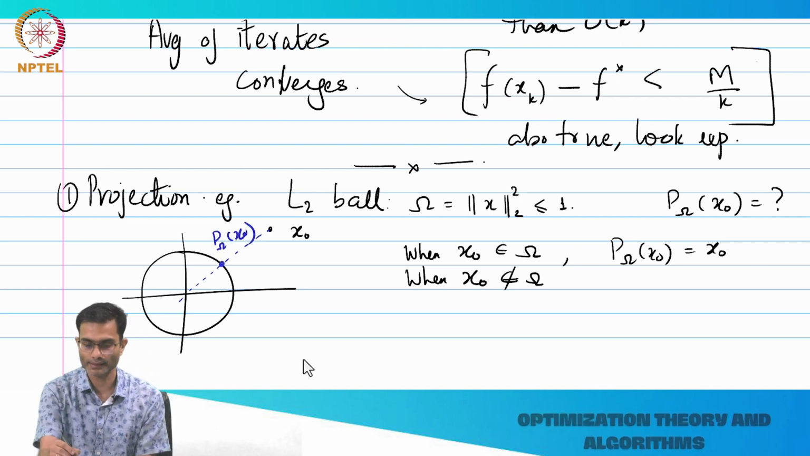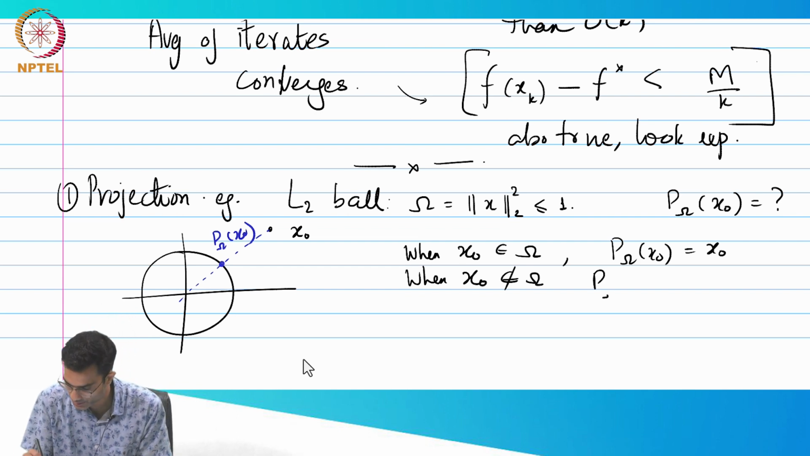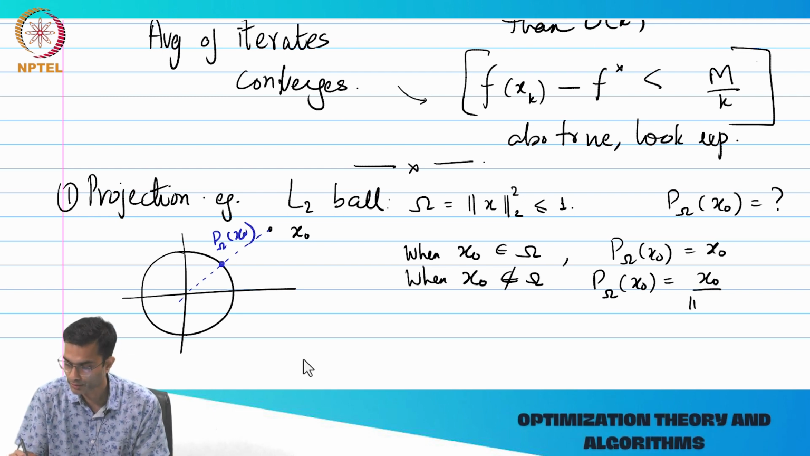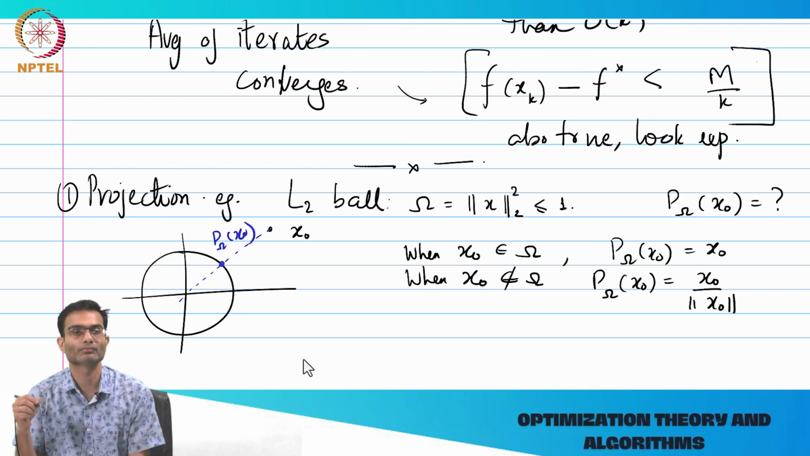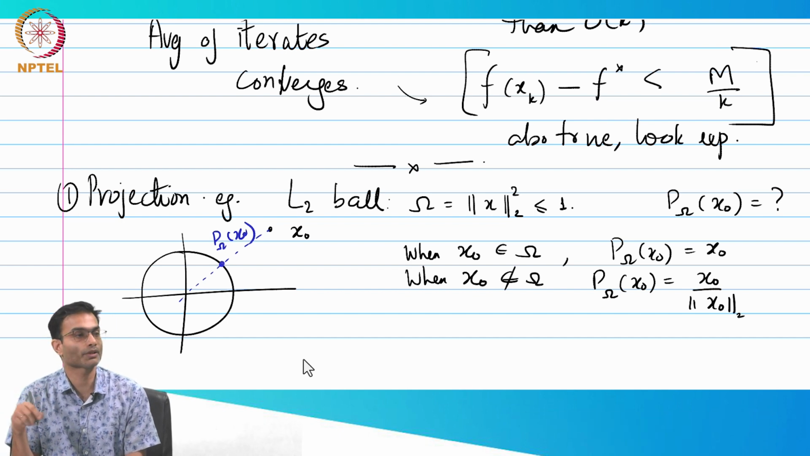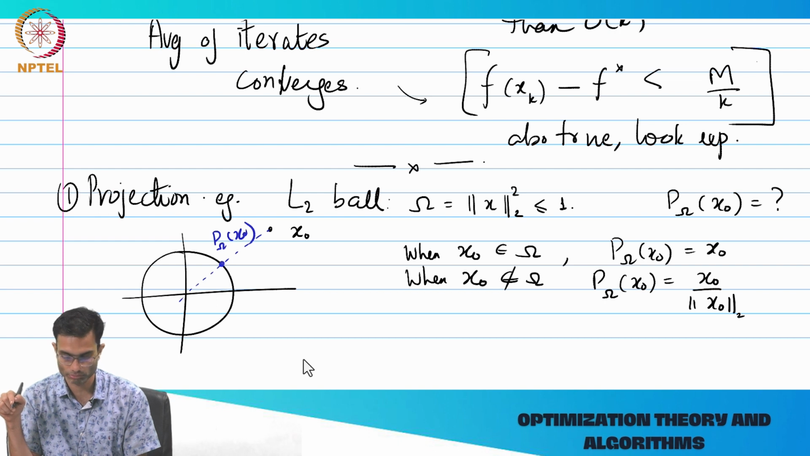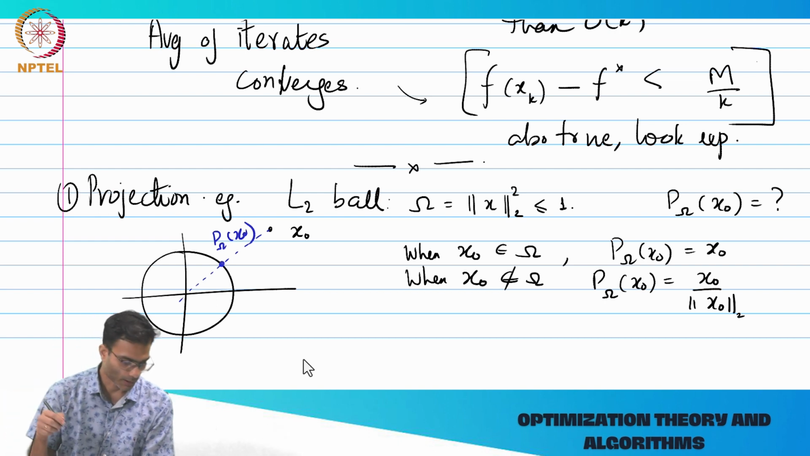Can I write this analytically? Exactly, right? So this is x naught by norm x0. Which norm? 2 norm, obviously. Why? Because this gives me a unit vector in that direction, and that's exactly what this sphere has, radius 1. So this is our projection operation.